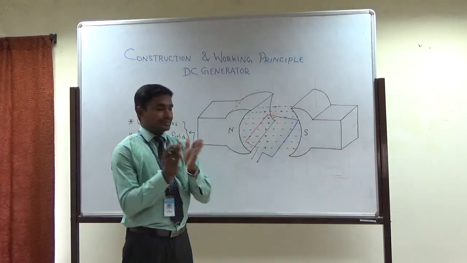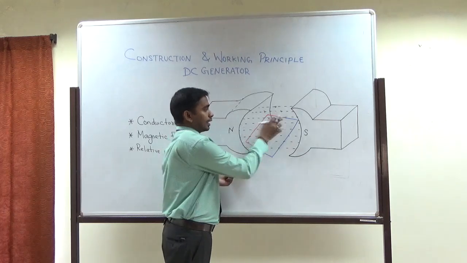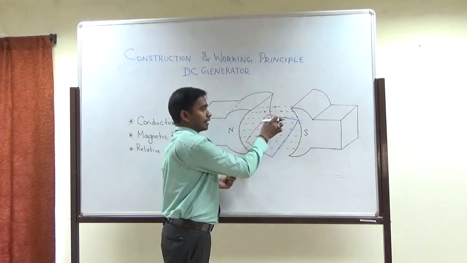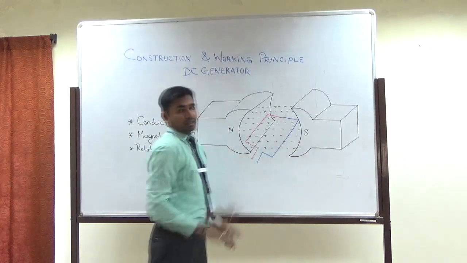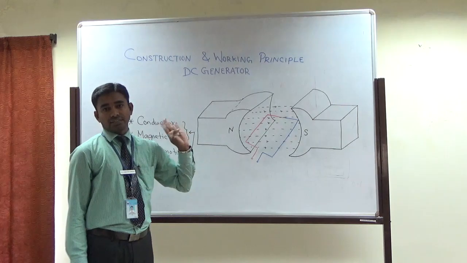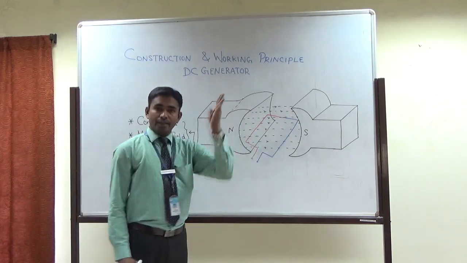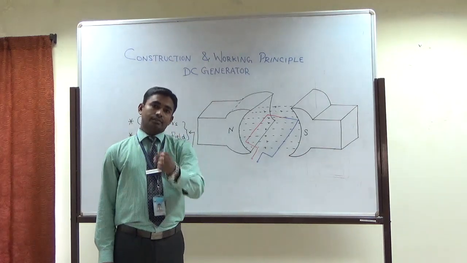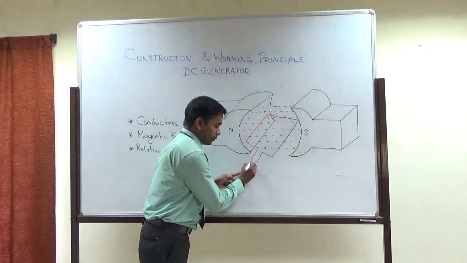Now I am going to place a conductor. I have shown a red color conductor at this area. Then this is another conductor, blue in color. Now what does Faraday's law say? We have to move the conductor so that the conductor cuts the magnetic field, so that we get the induced EMF.